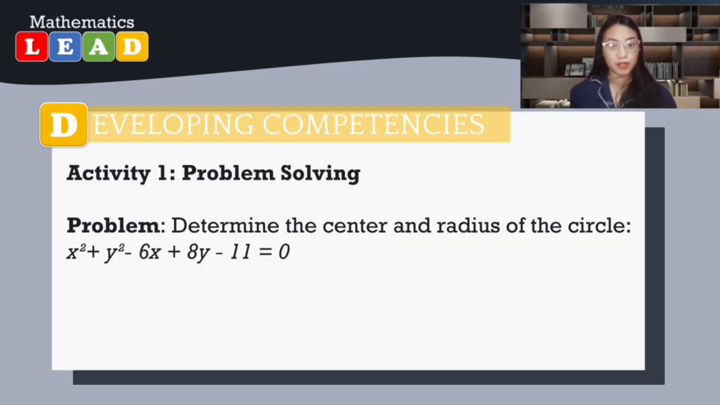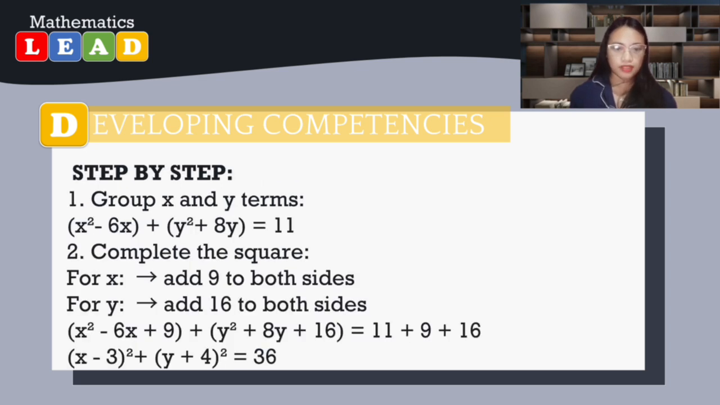I have here problem solving. Determine the center and radius of the circle: x squared plus y squared minus 6x plus 8y minus 11 equals 0. First, we need to rewrite it in standard form using completing the square. First, we need to group the x and y terms: the quantity of x squared minus 6x plus the quantity of y squared plus 8y equals 11.